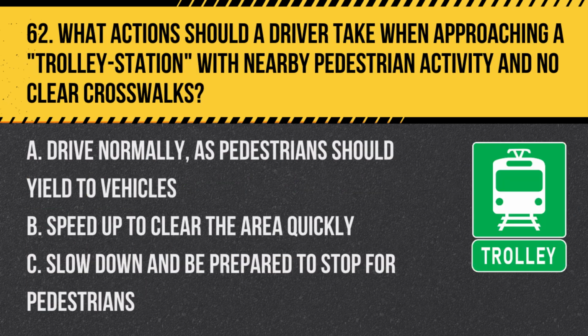Question 62. What actions should a driver take when approaching a trolley station with nearby pedestrian activity and no clear crosswalks? A. Drive normally, as pedestrians should yield to vehicles. B. Speed up to clear the area quickly. C. Slow down and be prepared to stop for pedestrians.